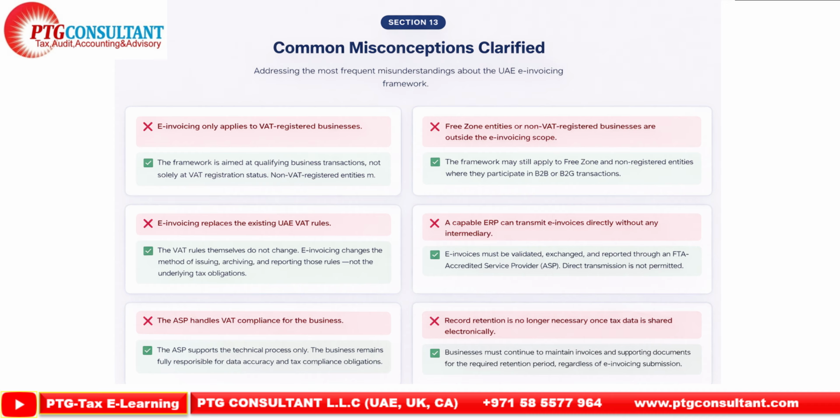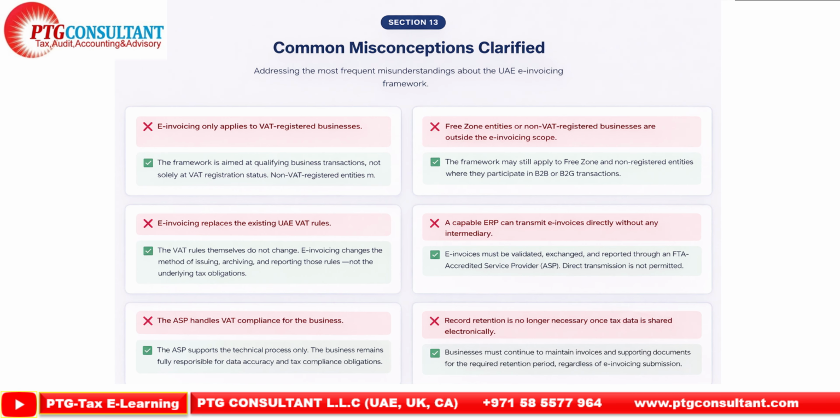Misconception 2. Free zone entities or non-VAT registered businesses are outside the e-invoicing scope. This is incorrect. The framework may still apply to free zone and non-registered entities where they participate in B2B or B2G transactions. Misconception 3. E-invoicing replaces the existing UAE VAT rules. This is incorrect. The VAT rules themselves do not change. E-invoicing changes the method of issuing, exchanging, and reporting invoice data, not the underlying tax obligations.